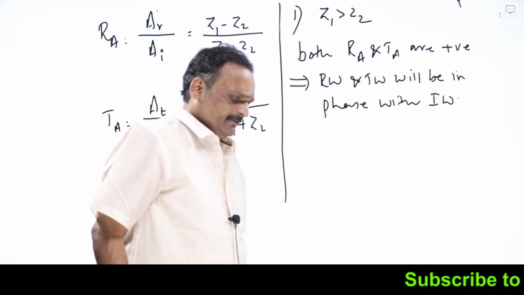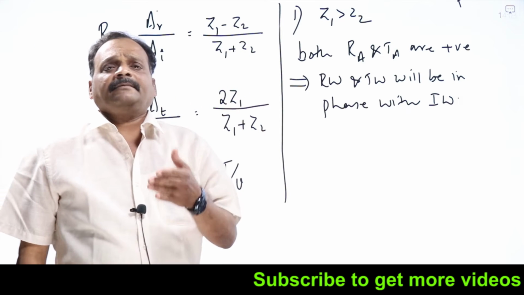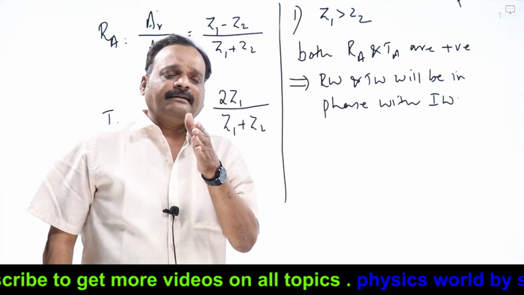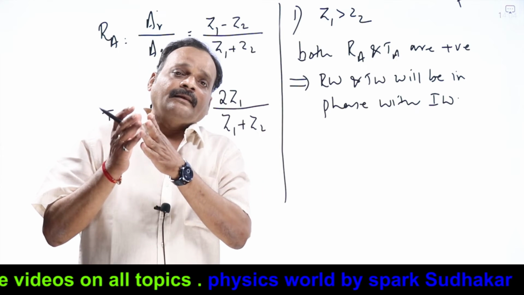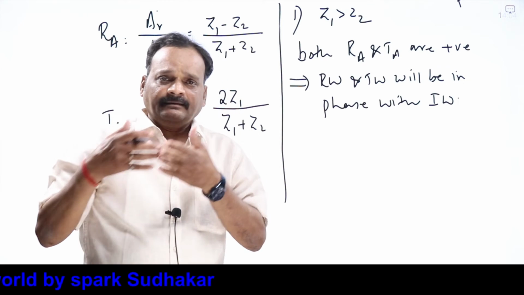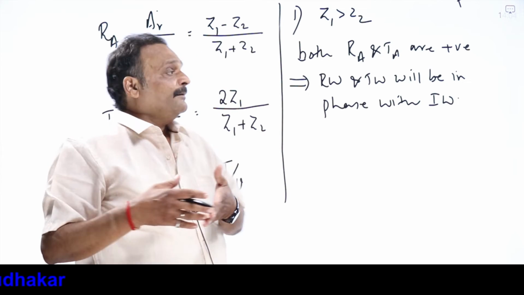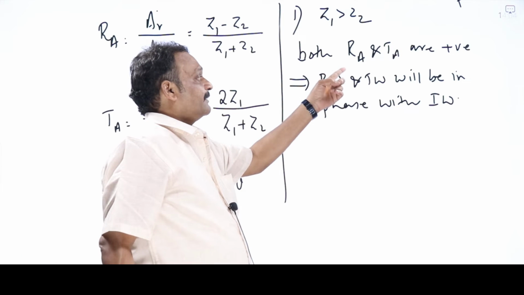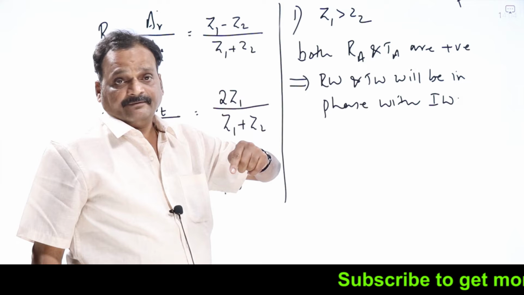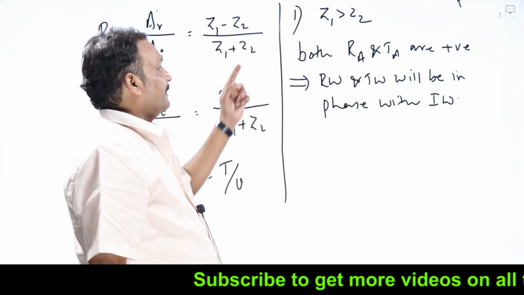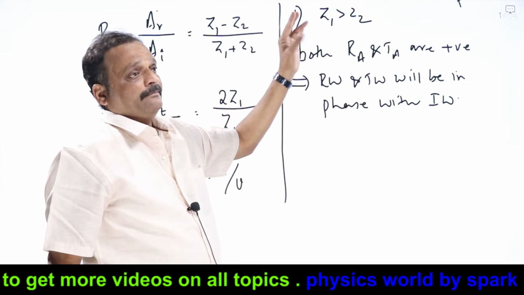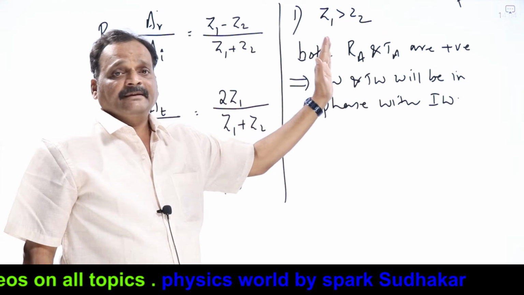Z1 greater than Z2 means the wave is going from a denser medium to a rarer medium, the way we say light is going. Let any wave go from one medium to another medium: part of it will get transmitted and part of it will get reflected. Both the reflected wave and the transmitted wave will be in phase with the incident wave when the wave is going from a denser medium to a rarer medium, or a high impedance medium to a low impedance medium.